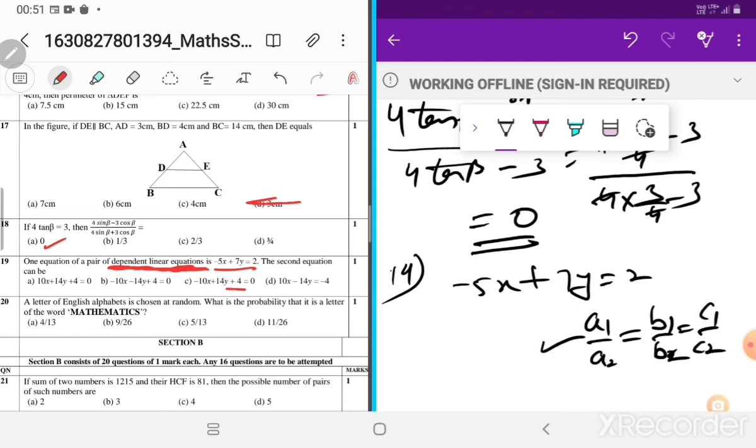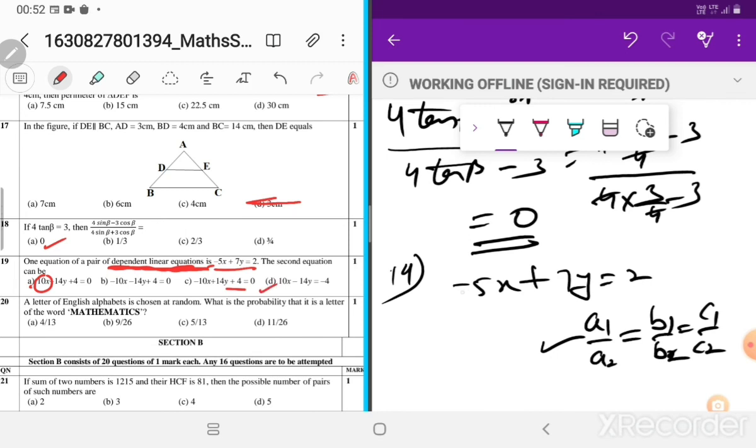Just as an example, if I am taking option A, its a2 is 10. So 5 upon 10 is what? 1 by 2, minus 1 by 2, because here it is negative. Again 7 by 14 is 1 by 2, and 2 by 4 is 1 by 2. But the first one I got is minus 1 by 2, so these are not equal. So I'll go with the other option.